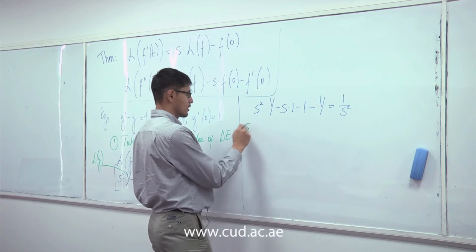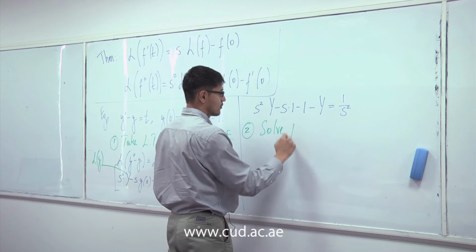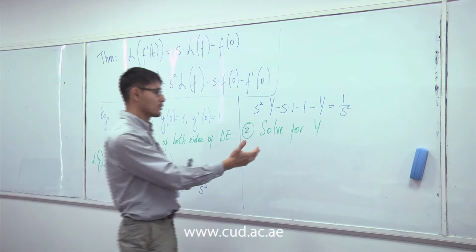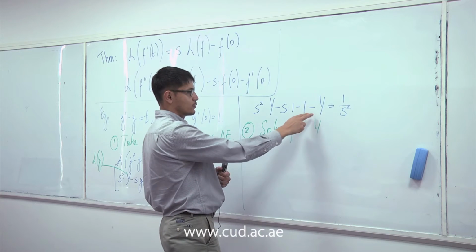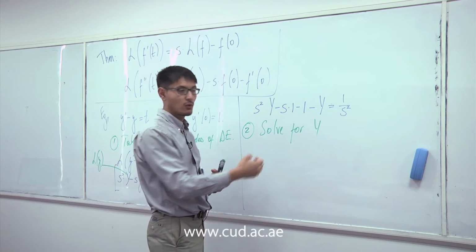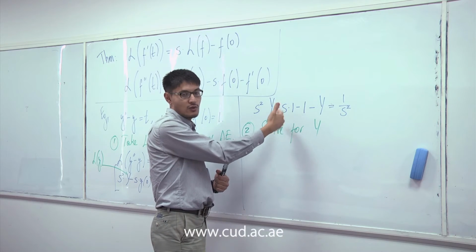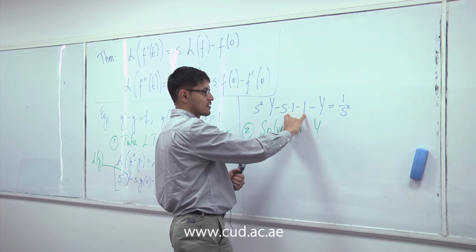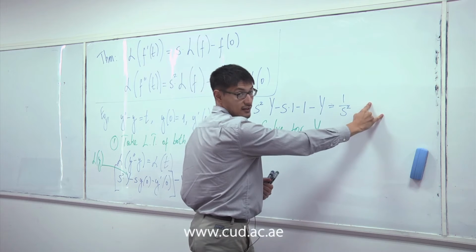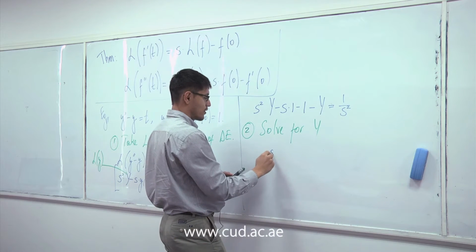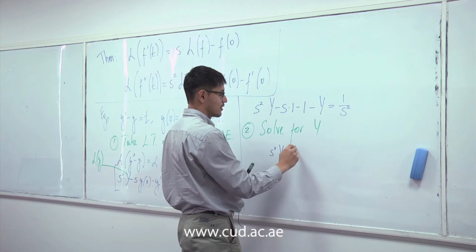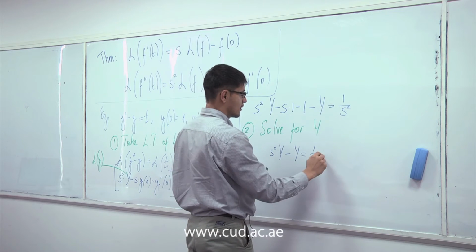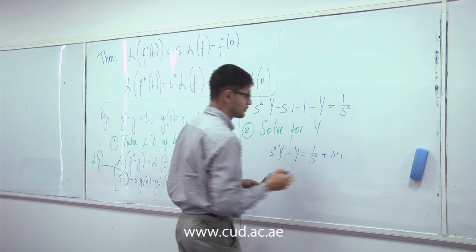Next step, we need to solve for capital Y. Okay? So to solve for capital Y, this is just algebra. What we do is we move all the terms with capital Y to the left side of the equation and all the terms without capital Y to the right side of the equation. So in our example, this doesn't have capital Y, this doesn't have capital Y, so we're going to move those terms to the right side. Okay? And we're left with s squared Y minus Y equals 1 over s squared. And if I move these two terms to the other side, they'll become s plus 1.